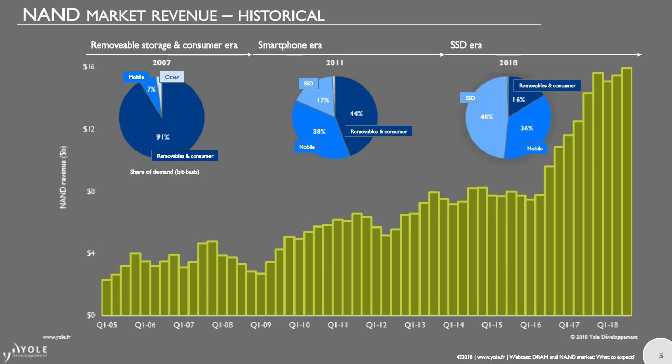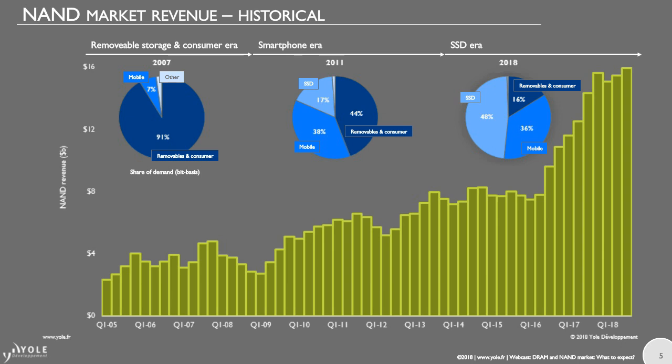SSD demand today is split about 50-50 between client and enterprise. On this chart for 2018, you see 48% of bit demand going towards SSDs. Roughly half of that is moving towards PC, which is going to be client SSDs mainly in notebook PCs. We have client SSD penetration reaching about 60% in notebooks for 2018. Enterprise SSD demand, the other half of that 48% here, is split between traditional enterprise customers and hyperscale companies. And as I mentioned earlier, hyperscale companies are really driving a lot of the recent demand growth.